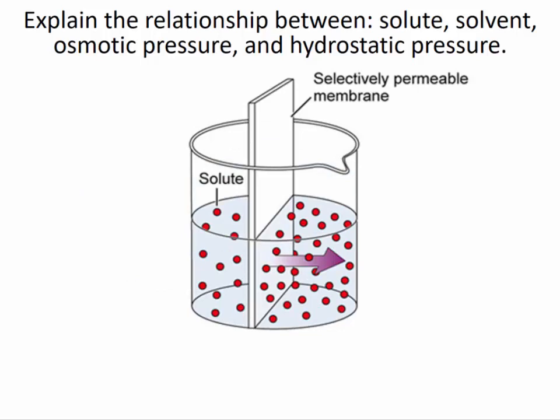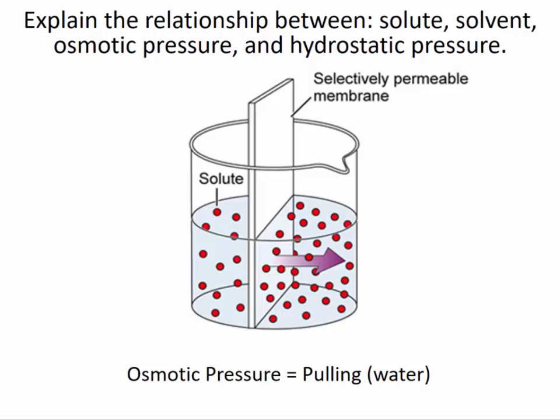On the left side of the selectively permeable or semi-permeable membrane would be a low concentration of solute within the solvent, water. On the right side, we would have a higher concentration of solute within water. The purple arrow here is representing the osmotic pressure, the pulling of water towards the side where there is more solute.